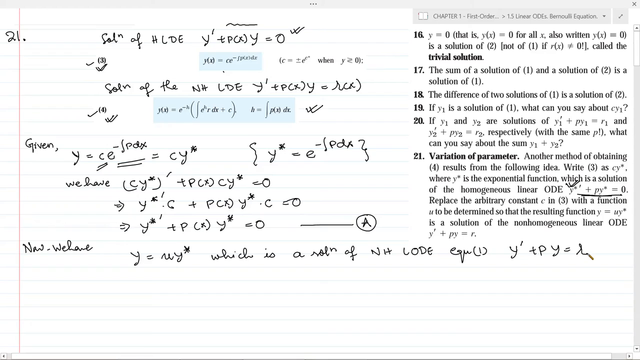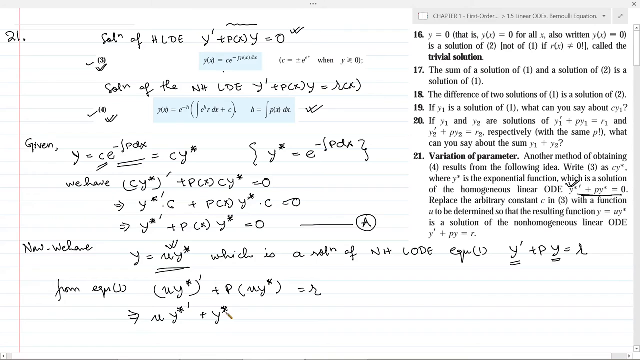So, if this y equal to u y star is a solution, then if we put y in place of y, this equation must be satisfied. So from equation 1 of the book, we have u y star dash plus p multiplied by u y star equal to r. We have replaced this y term with u y star because according to the question, this u y star is now a solution of the non-homogeneous linear ODE. So, for the first term, we will use the product rule of differentiation, that is u y star dash plus y star u dash plus p u y star equal to r.